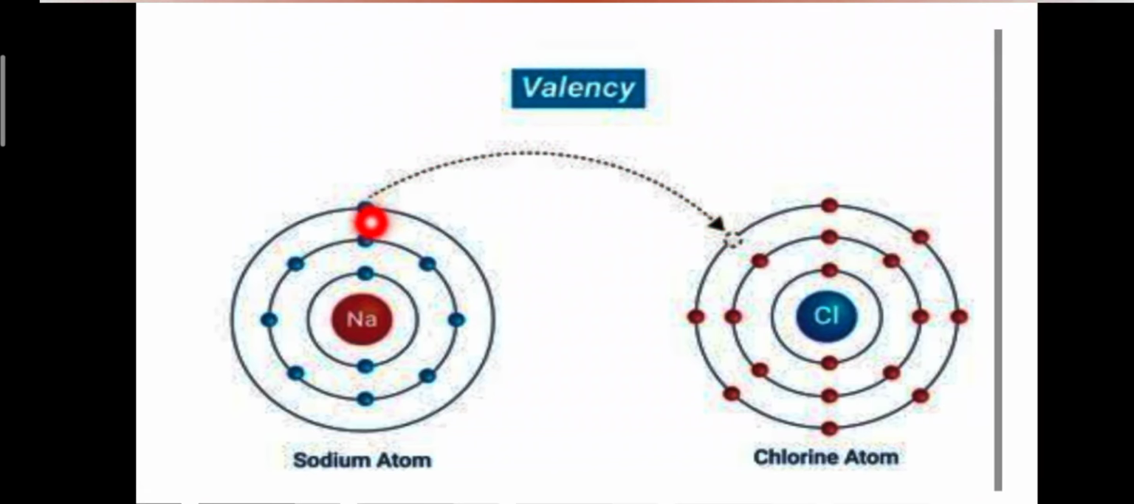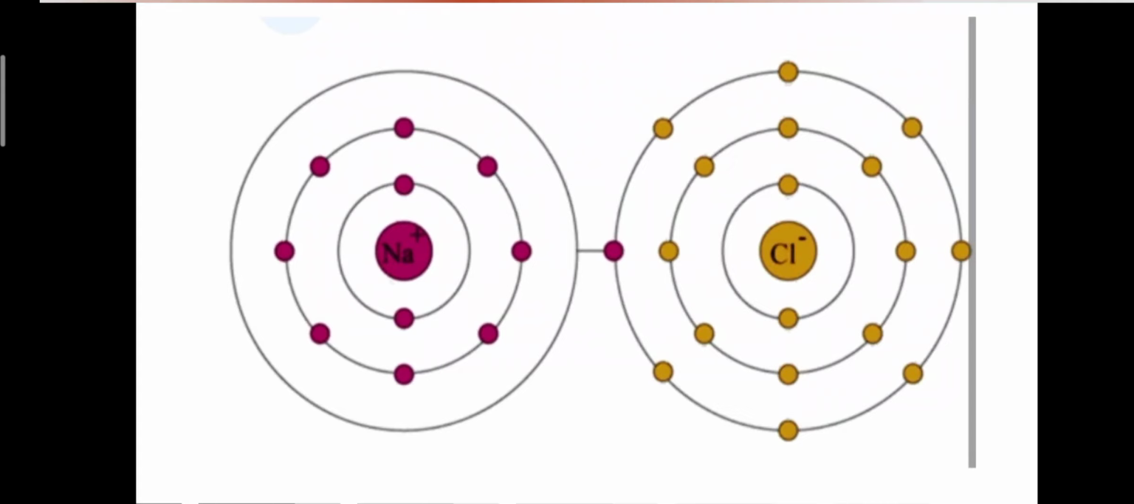After losing this electron, Na becomes Na positive and chlorine becomes Cl negative. So its outermost shell contains 8 electrons, and after gaining this electron from sodium, the chloride ion is formed, which contains 8 electrons in its outermost shell.